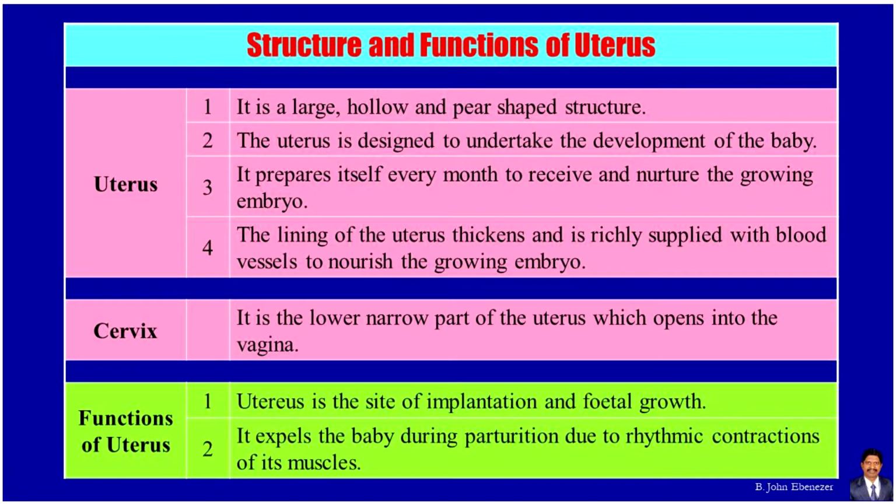Uterus. It is a large, hollow and pear-shaped structure. The uterus is designed to undertake the development of the baby. It prepares itself every month to receive and nurture the growing embryo. The lining of the uterus thickens and is richly supplied with blood vessels to nourish the growing embryo.